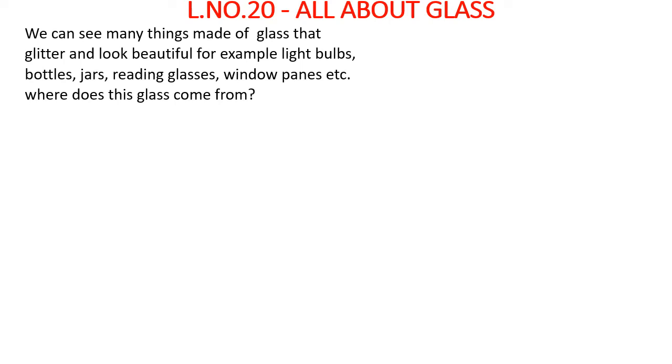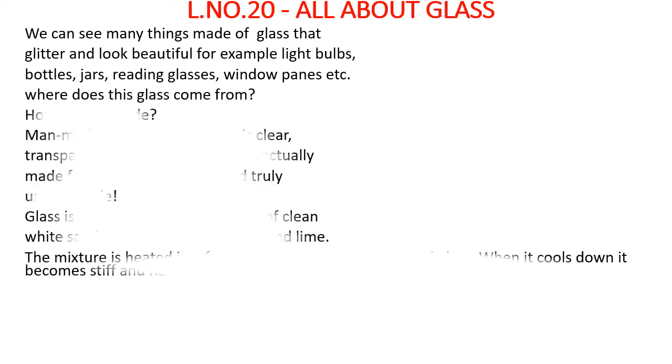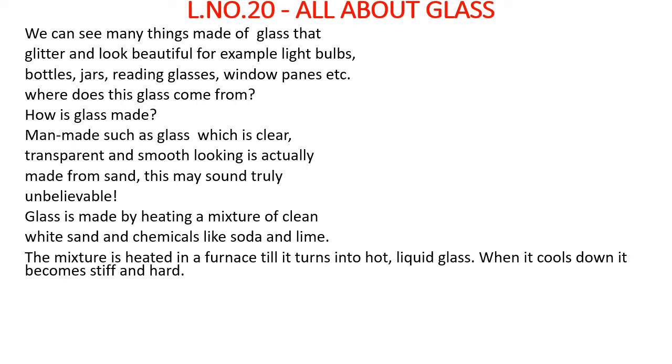Now, when we look around, we can see many beautiful things which are made of glass. For example, the light bulbs, bottles, jars, reading glasses, the glasses that the people wear. So those are reading glasses, and the window panes. Most of the things, rather, are made from glass. Now the question here is, where does this glass come from? And how is glass made?